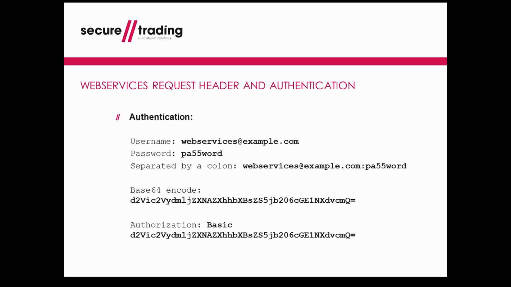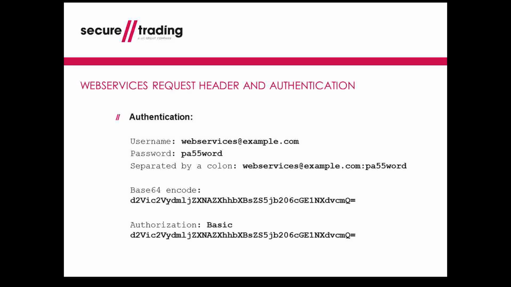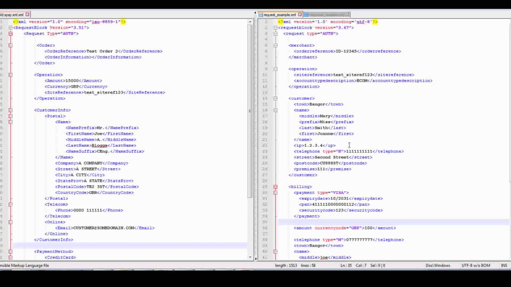For instance, if your web services username was webservices@example.com and your password was password with 2 5s, then you need to put them together, separated by a colon, and encode them. In the above example, the final base 64 encoded string would be the one displayed on screen. As our web services use basic authentication, you need to add that string to the appropriate authorization field. After you have constructed your header, you can make XML payment requests.